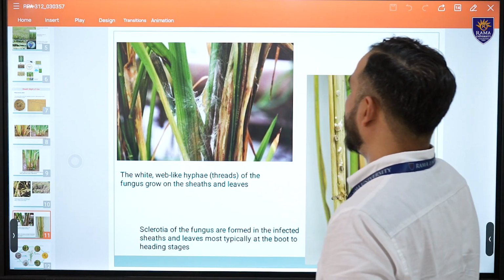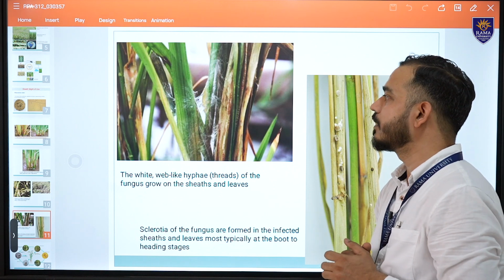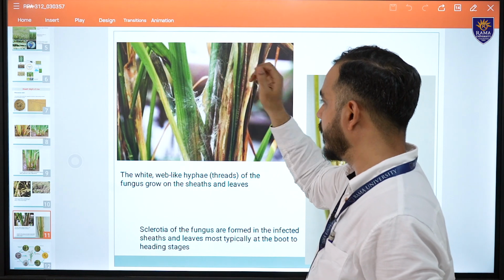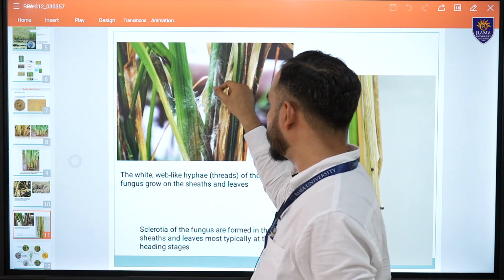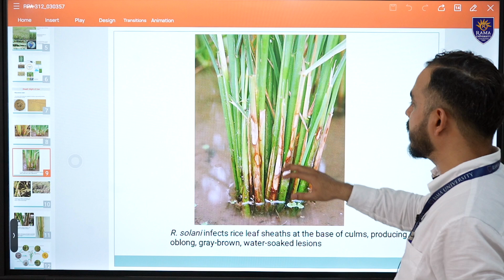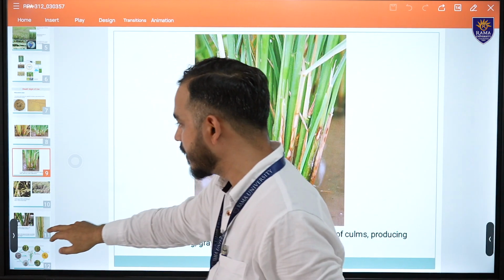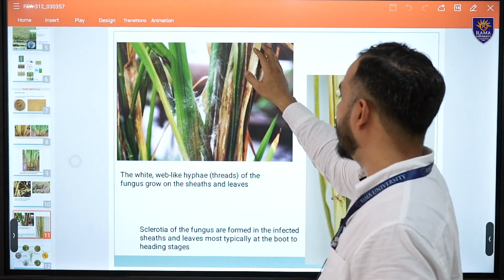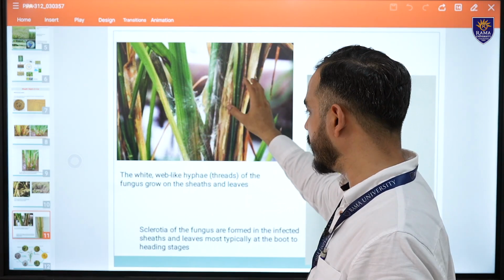Next one is the most visible symptom after severe infection: the pathogen mycelium you can see on the infected side of the plant. The white web-like hyphae or threads of the fungus grow on the sheath and the leaves. At this phase, if the pathogen succeeds in infecting heavily in this area or this sheath of the rice, then ultimately it will produce white web-like hyphae of the fungus, which grow on the sheath and leaves of the plant.